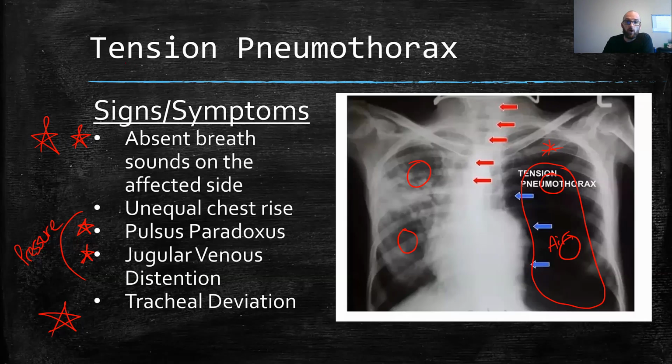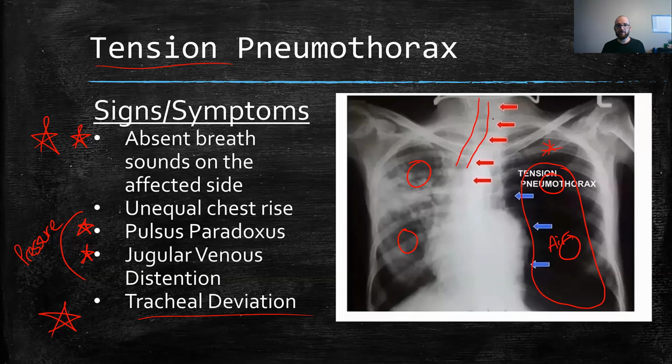Absent breath sounds on one side, tension pneumo. Tracheal deviation, we'll talk about tension pneumo. In tracheal deviation, it's hard to see here, but there's the faint outline that kind of curves over here. Right? That's the trachea. That's the trachea that those arrows are actually kind of pointing to. Right? There's a slightly darker outline there that you can actually see it.